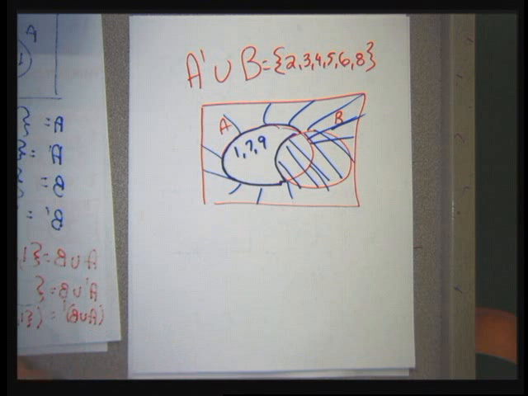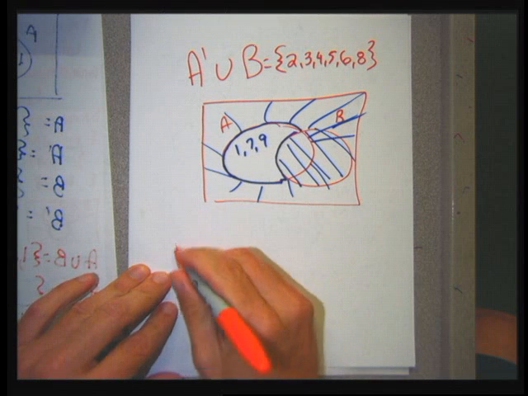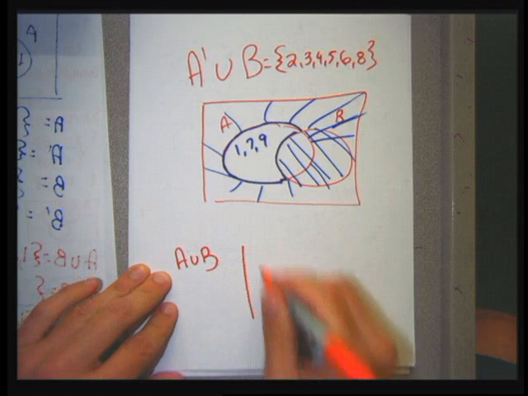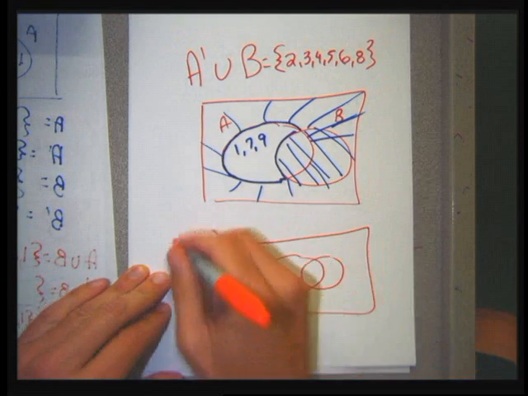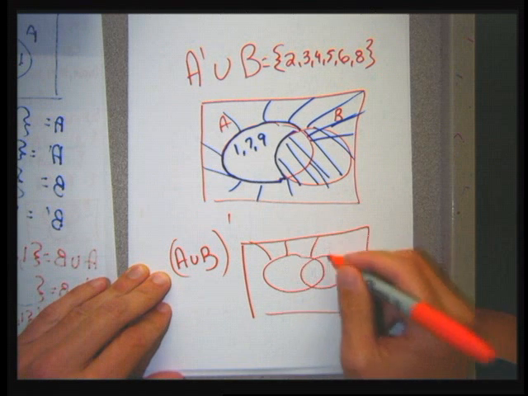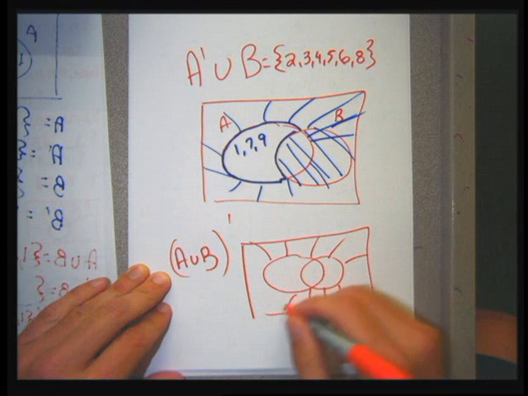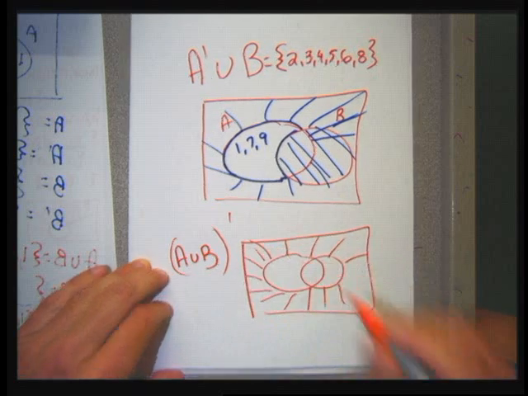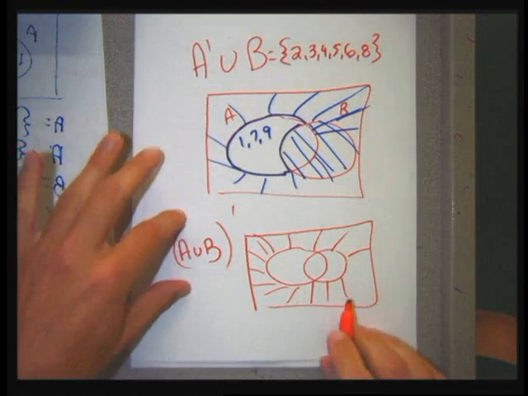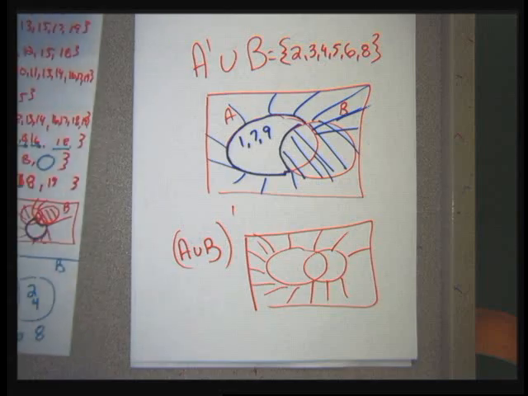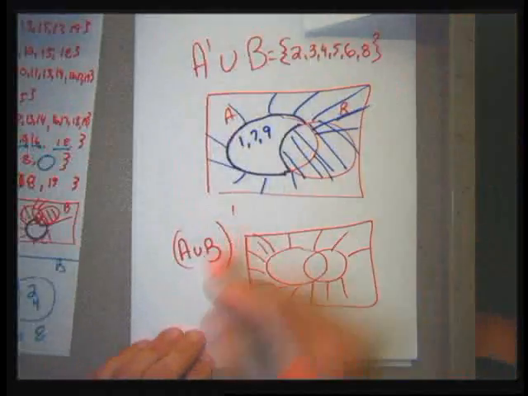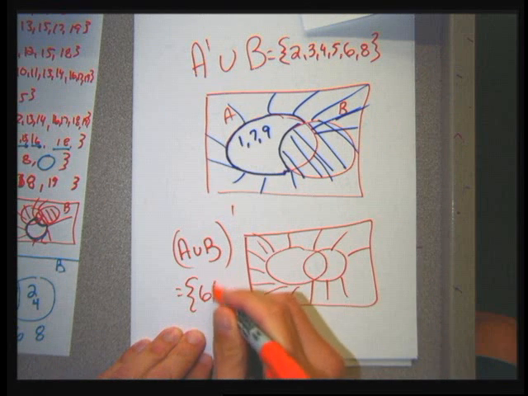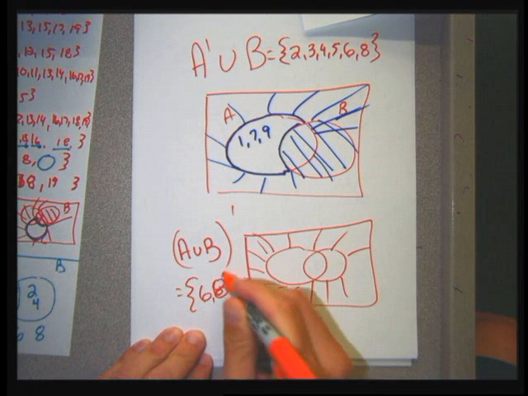A union B prime is everything outside of A union B. And because A union B is anything that's in either of the circles, A union B prime is this region. Because A union B is anything inside the circles, so prime is the opposite. The opposite of inside is outside. A union B prime is this region outside the circles, and outside the circles are the numbers 6 and 8. And this is why we said this is the numbers 6 and 8, if I could actually write it, okay.